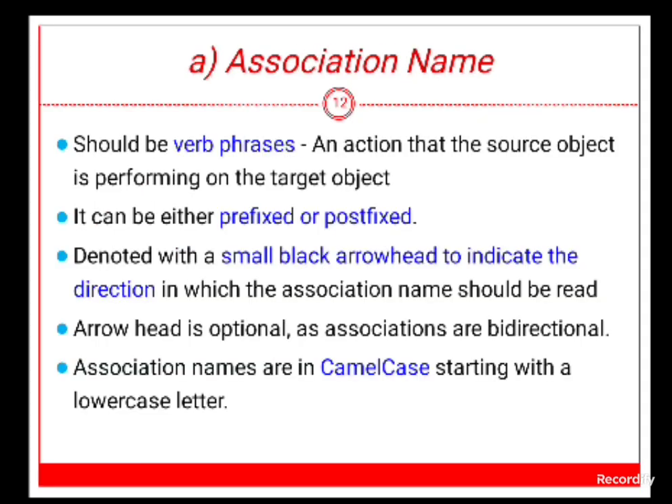So next one is association name. It should be a verb phrase. The association name usually represents an action performed between two classes. It is written as a verb phrase in camel case. The arrow indicates the direction in which the association name should be read. So it can be either prefixed or postfixed.